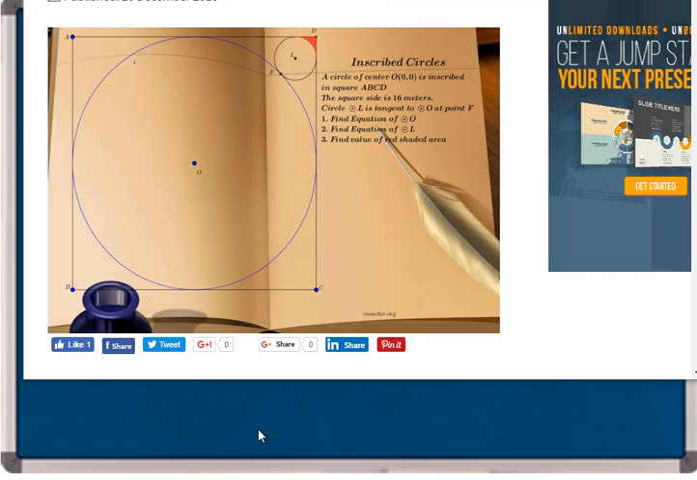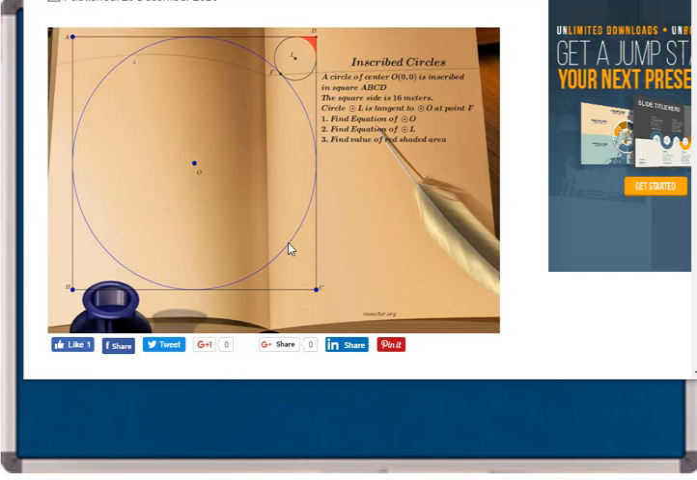Welcome to this analytic geometry problem. This is a quite simplistic but a little complicated problem. First we have this big circle inscribed in our square. The square is 16 meters on the side. So this means DC is 16 and BC is 16.